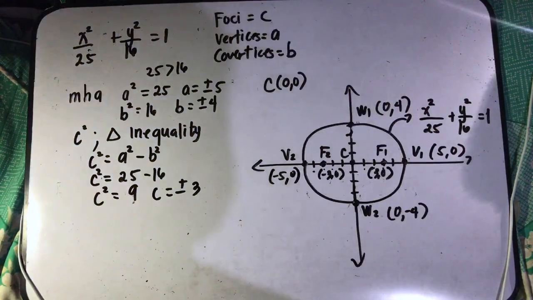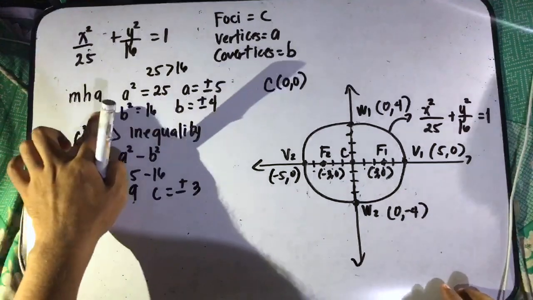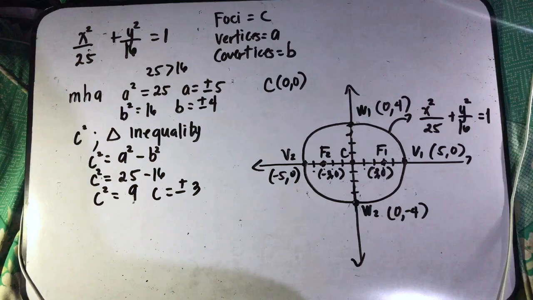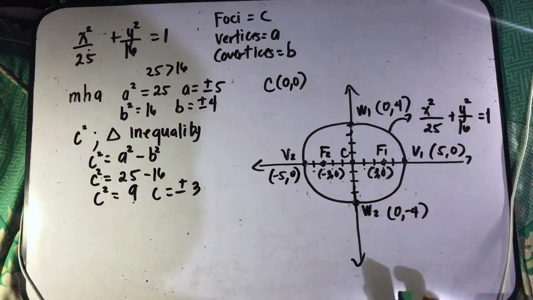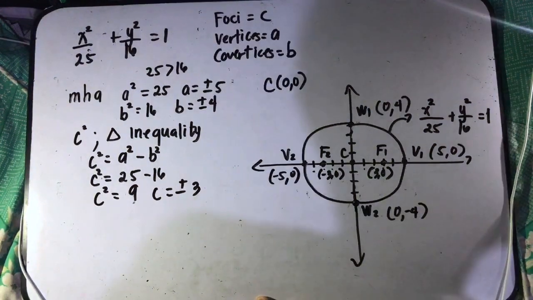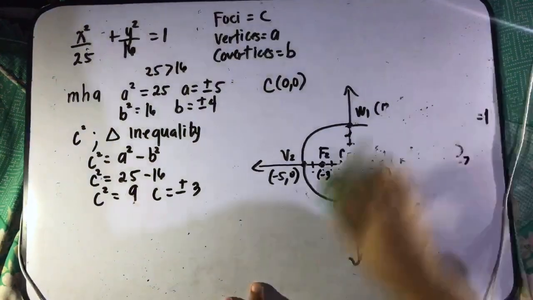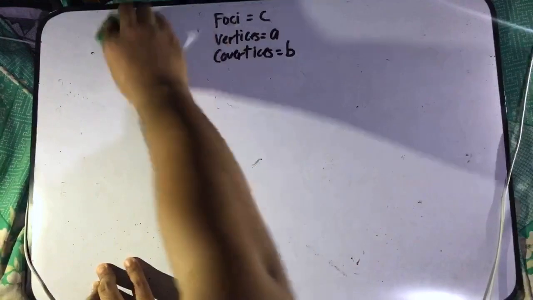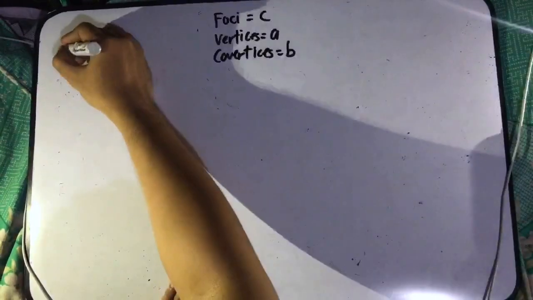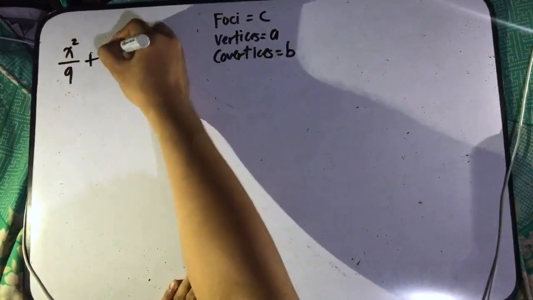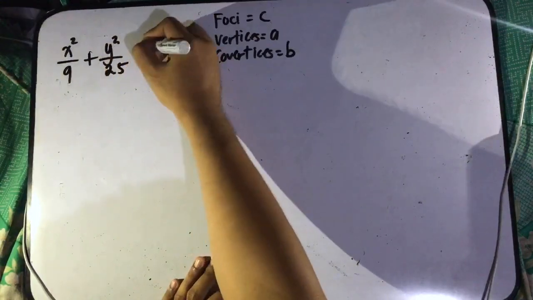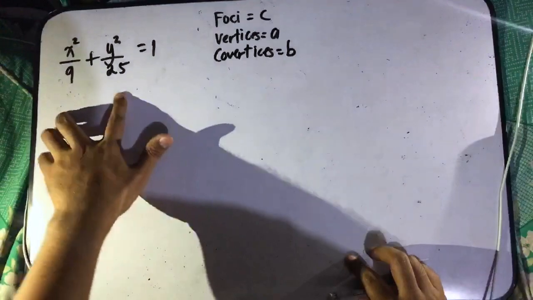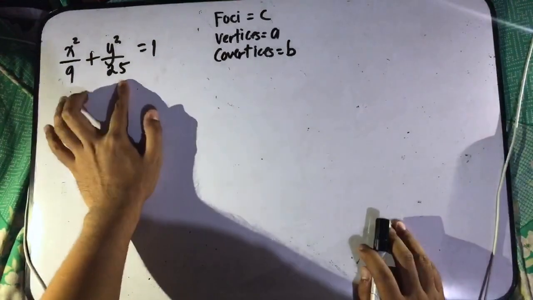Okay, let's have another example. So, major horizontal. So, punta naman tayo sa example kung saan it is major vertical. Okay, what if we are given x squared over 9 plus y squared over 25 is equal to 1? What if this is the given? Hanapin mo ulit, sino bang mas malaki? Si 25 or si 9? Okay, therefore, 25 is greater than 9.